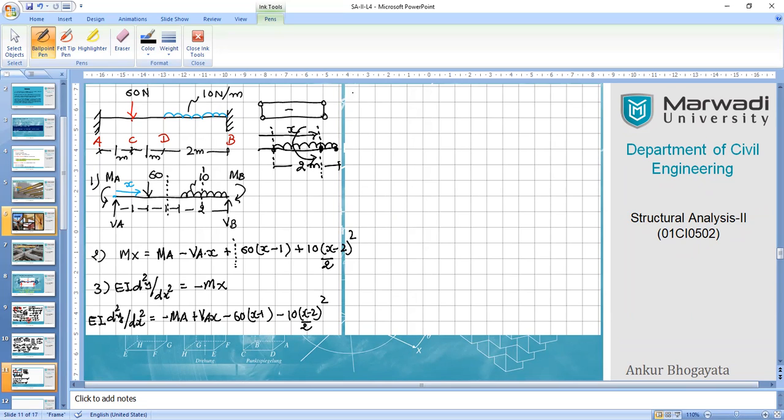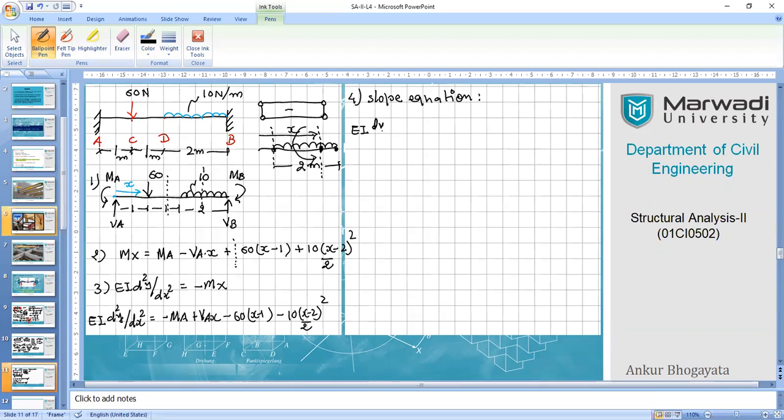So the fourth step will give us the equation for slope first of all. So the slope equation that we have to obtain with the help of this equation. So EI d square y upon dx square. Sorry, let's start integrating it here itself. There is no point in rewriting the equation.